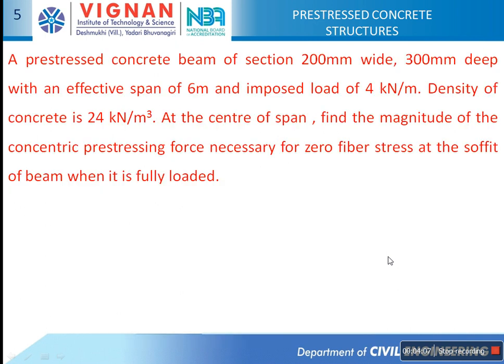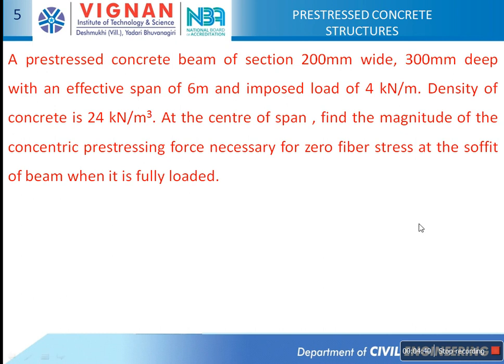So let us see an example or a problem based on this analysis. A pre-stressed concrete beam of section 200 mm wide and 300 mm deep, with an effective span of 6 meters, is imposed with a load of 4 kN per meter. The density of concrete is 24 kN per meter cube. At the center of span, find the magnitude of concentric pre-stressing force necessary for zero fiber stress at the soffit of the beam when it is fully loaded.